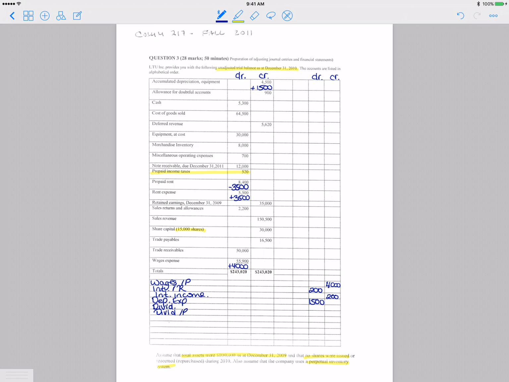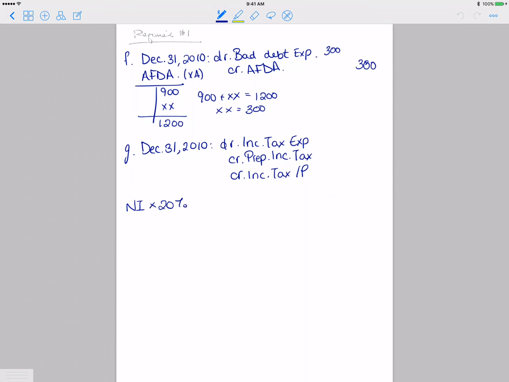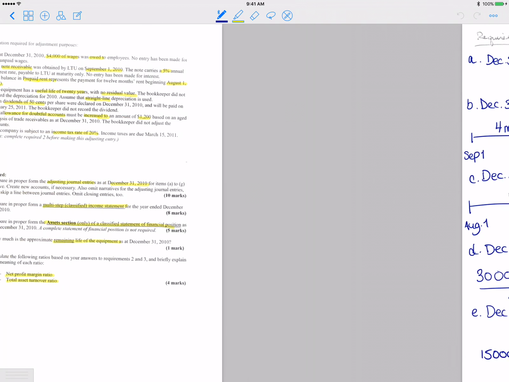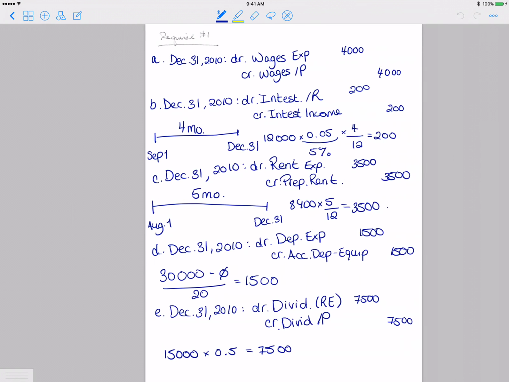So here we have the dividends of $7,500 and the dividends payable of also $7,500. And then we have our bad debt expense and our increase in allowance for doubtful accounts of $300. So here we know we have an expense at $300. And we can also go into our allowance for doubtful accounts and add in $300.